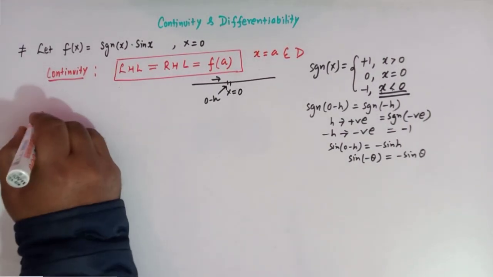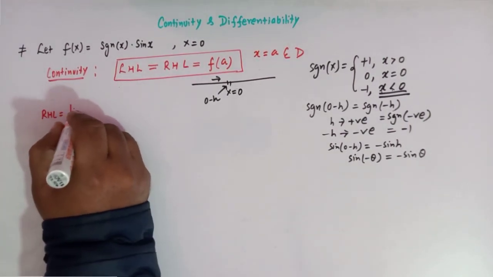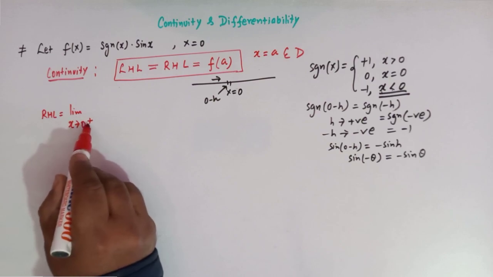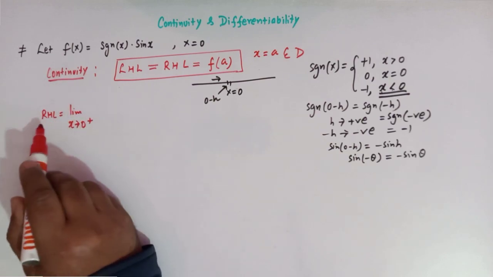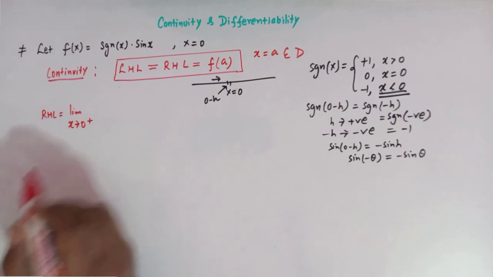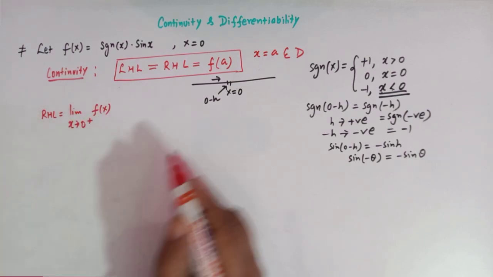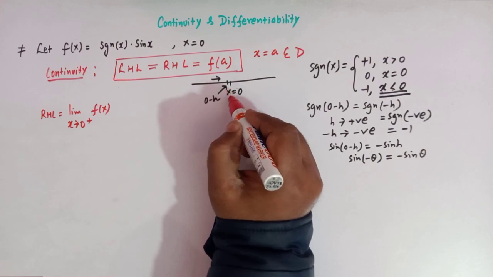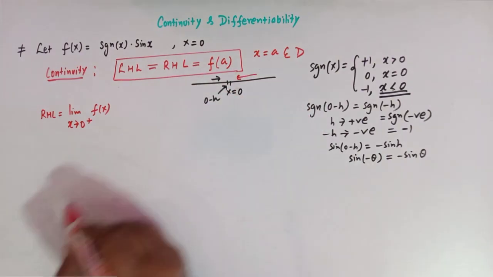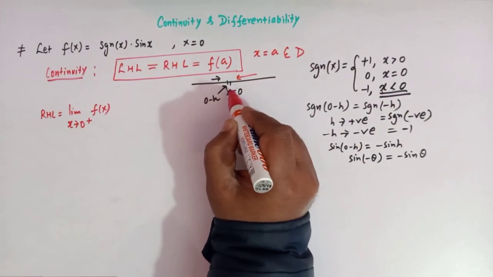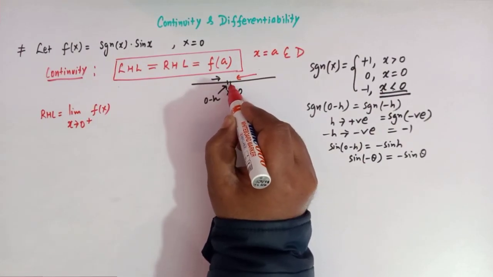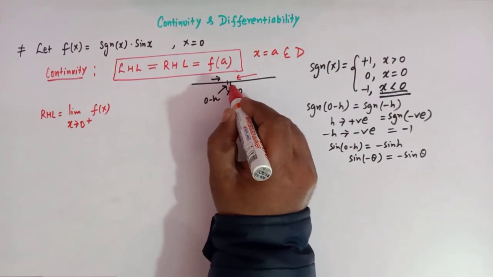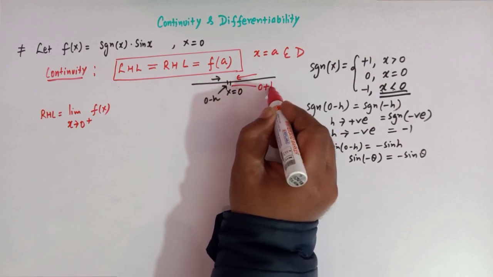For the right hand limit we have the notation limit x tends to 0 plus, right? Here we write the positive sign to signify that we are now calculating the right hand limit, and here we have f of x. In this case, we are approaching x equal to 0 from the right, so we are in the neighborhood of x equal to 0, but towards the right hand side. So this point is our 0 plus h, right?